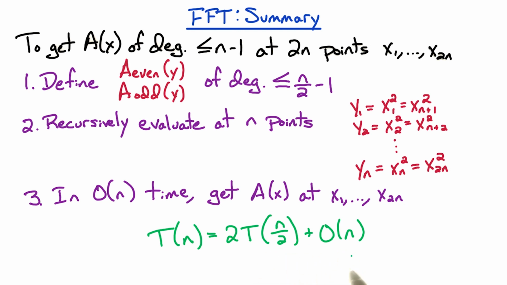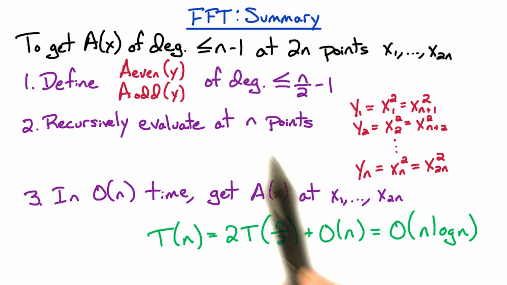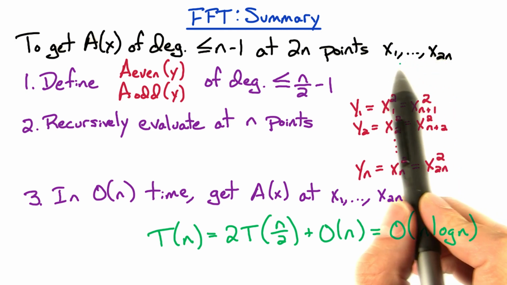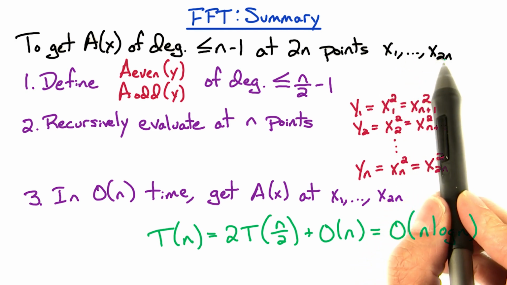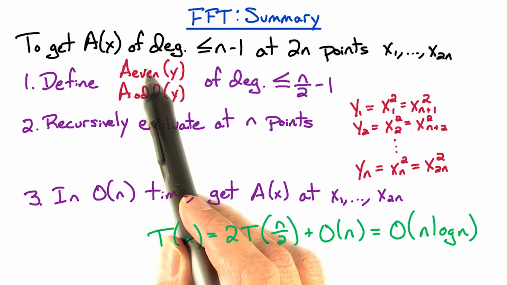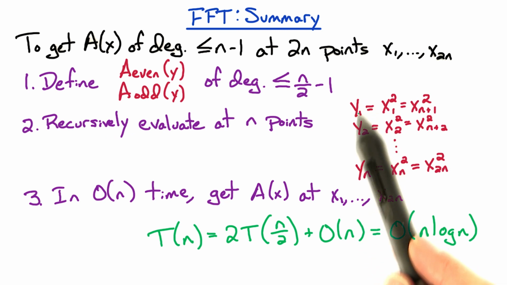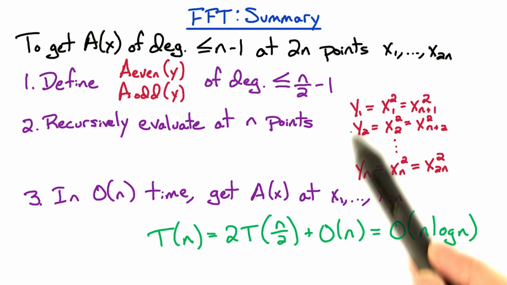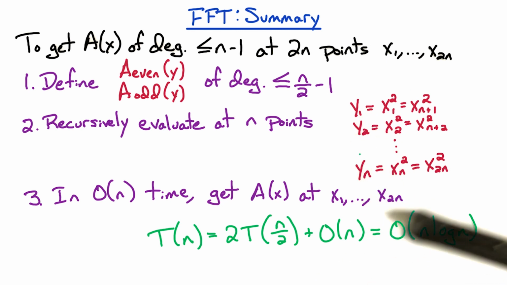This is the same recurrence as in the classic merge sort, and many of you must recall that it solves to order n log n. So it looks like we have an order n log n time algorithm to solve this problem. All we need is that these 2n endpoints satisfy the plus-minus property. So the first n are opposite of the second n. But notice we're going to recursively run this problem on this pair of polynomials a even and a odd with the square of these points. So again, we're going to need the plus-minus property for this subproblem and for all smaller subproblems.